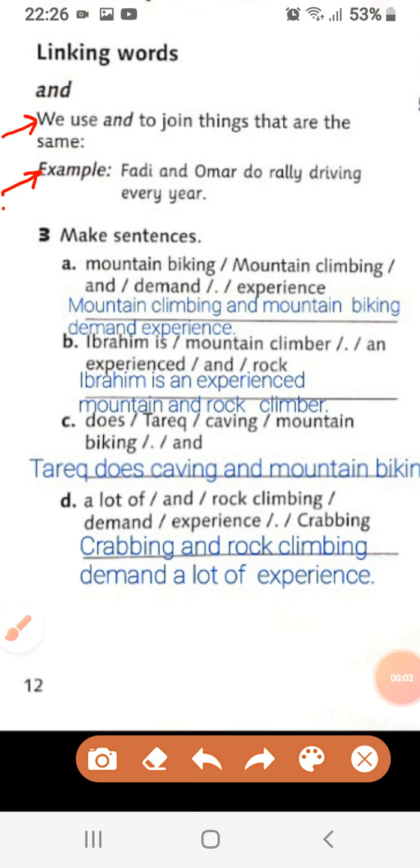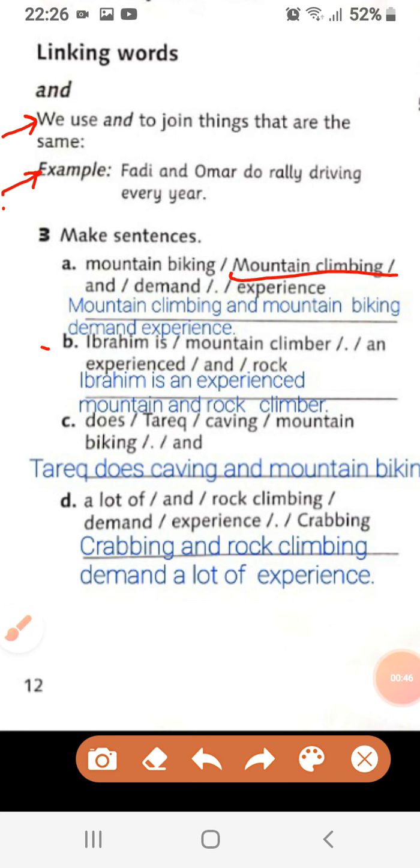Exercise number 3. Make sentences. عنا some words we're going to join them in order to make a sentence. Okay, A عنا mountain biking, mountain climbing and demand, full stop و experience. Okay. طبعا مشان يعني نسهل على حالنا ونعرف إيش أول كلمة راح نبلش فيها، بندور على الكلمة اللي معها capital letter اللي هي mountain climbing. Mountain climbing and mountain biking demand experience. إذن تسلق الجبال وركوب الدراجات الجبلية بيتطلب experience الخبرة.